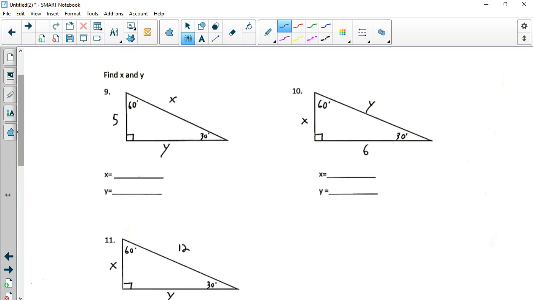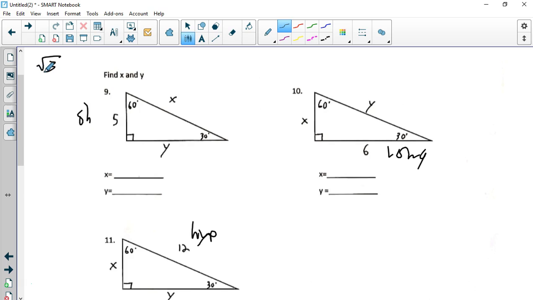Now we have 30, 60, 90. I've done one of each here. One given the short side, and remember, it kind of helps to label. One given the long side, and one given the hypotenuse. Okay? So remember, since we have 3 different numbers here, our magic number is going to be radical 3.